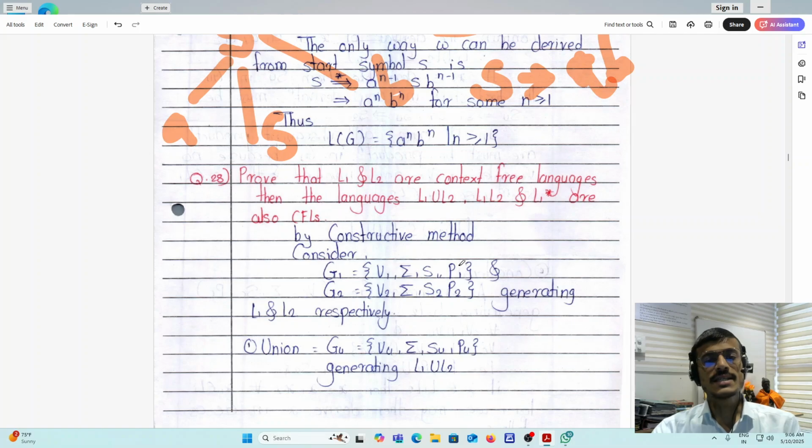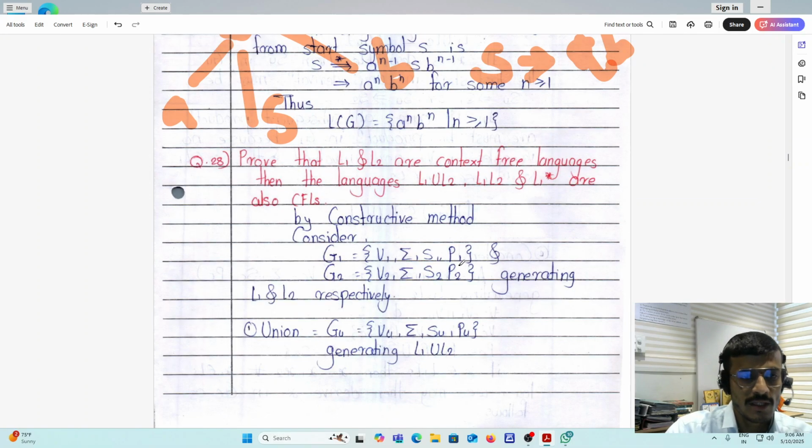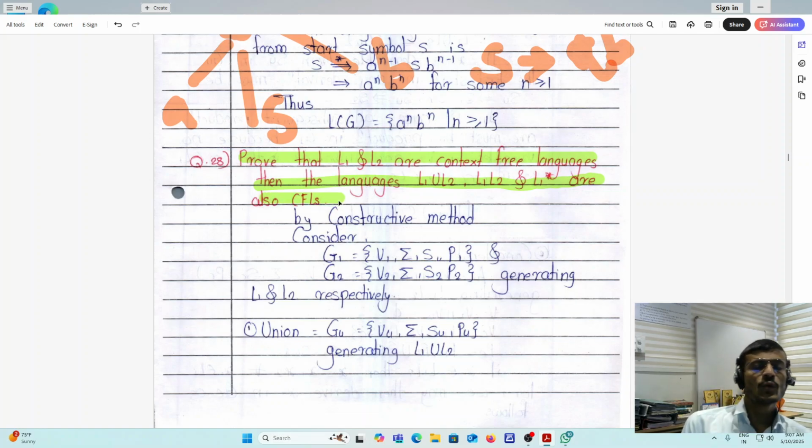Now going to the second question in today's discussion. The question is: prove that if L1 and L2 are context-free languages, then the languages L1 union L2, L1 concatenation L2, and L1 star (Kleene closure) are also CFLs. Means if two languages L1 and L2 are given and both are context-free, then the union, concatenation and Kleene star operations are also context-free.